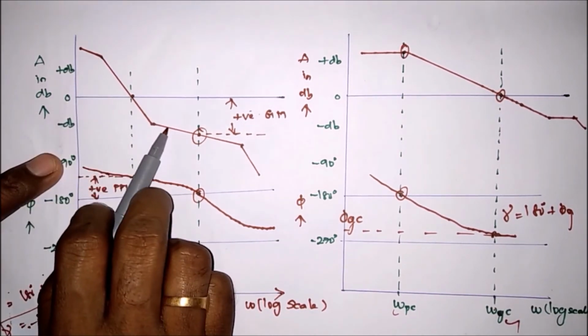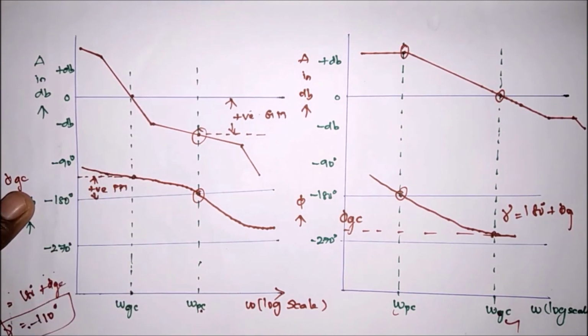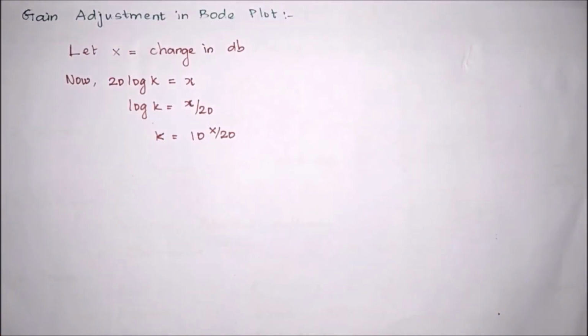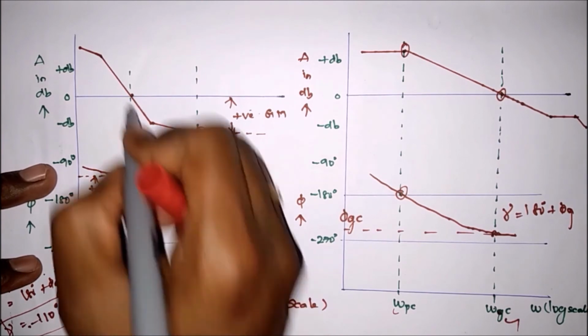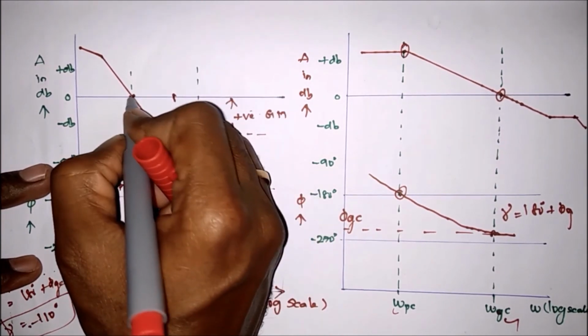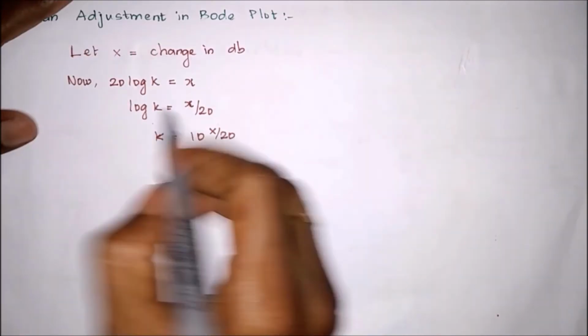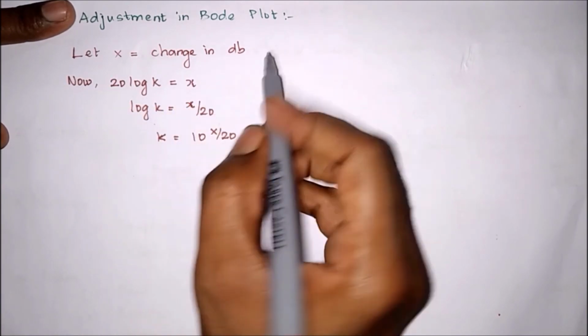Actually, this magnitude plot is only an approximate plot. So to draw the exact plot, what do we have to do after drawing this plot? Suppose in the given problem we are asked to select the gain crossover frequency equal to phi. What do we have to do? At phi, the magnitude should reach 0. Therefore we have to shift this from this point to this point, so we have to add the gain K value. Suppose x is the change in decibel, in the positive direction.